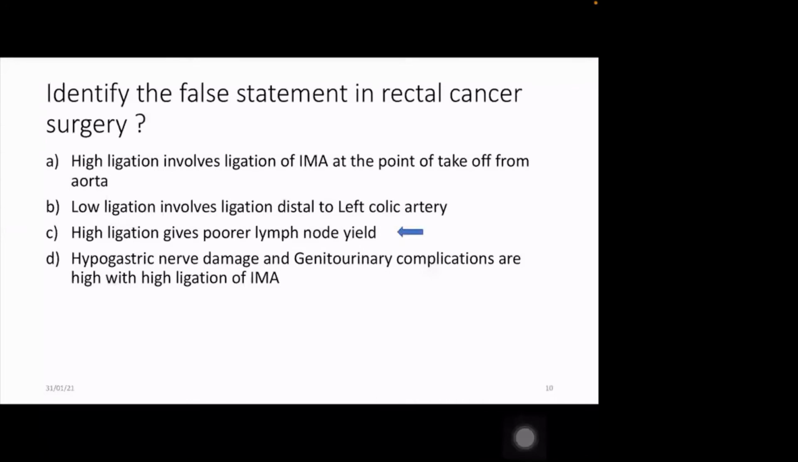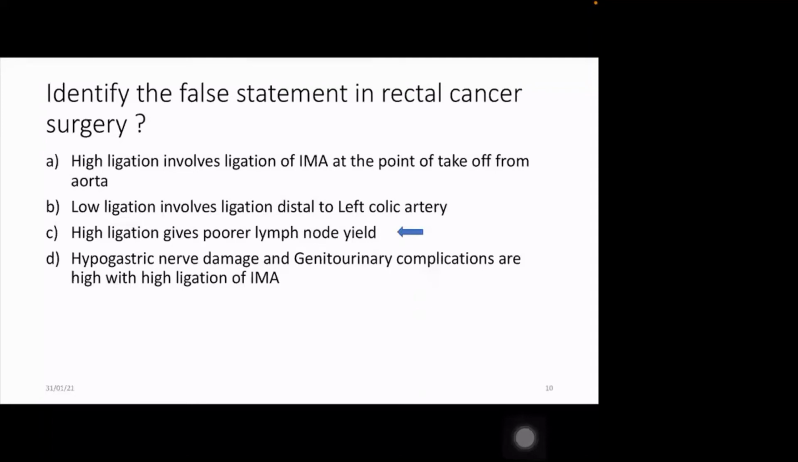High ligation gives poorer lymph node yield. False. Yeah, obviously it's false. Sorry, I didn't take off that arrow. Fine. So the main advantage of high ligation is, one, you will be able to clear the lymph nodes near the IMA area. Therefore, you'll get a better lymph node yield. And the other advantage is you will get an extra length of colon freed down. And for anastomosis, which is deep down in the pelvis, high ligation is the best thing to do.